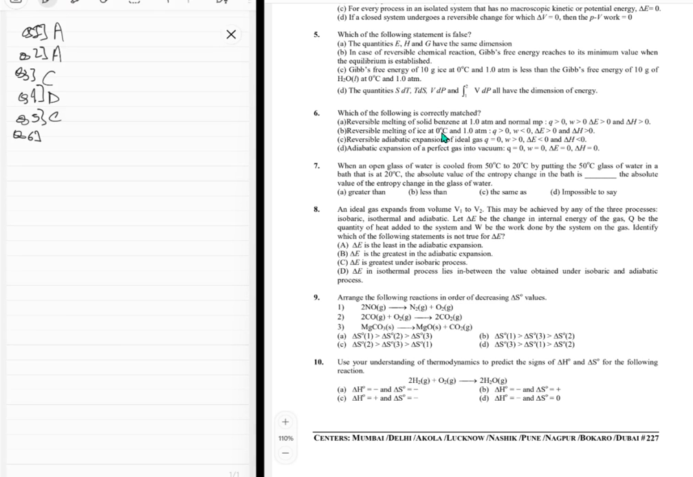Okay, I think this is incorrectly matched. And in that case, maybe A is also incorrectly matched, because it might not be anomalous. Okay, delta E bigger than zero, delta H bigger than zero. Okay, fine. Reversible adiabatic expansion of ideal gas.